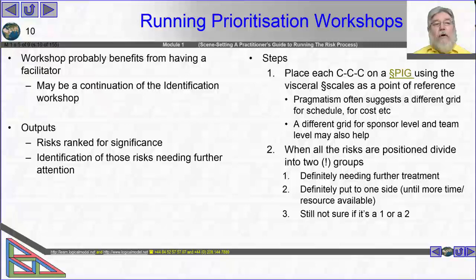So we've run our prioritization workshop, and now we're ready to think about responses. So let's have a look at what a response workshop might look like.